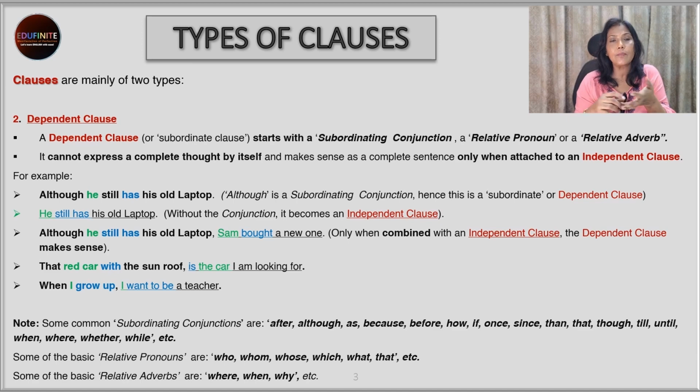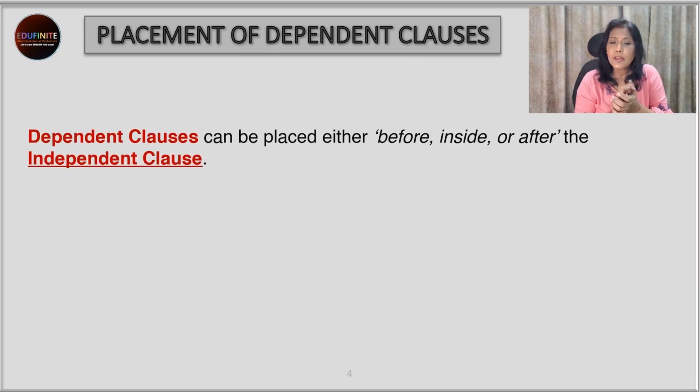So what have we learned? A dependent clause will not give a complete meaning. Of course, as it is a clause, it will have a subject and a verb. Another important criterion is it will begin with a subordinating conjunction or a relative pronoun or a relative adverb. So these are the criteria of being a dependent clause. Now, placement of the dependent clause. The dependent clause can be placed where? Either before, inside, or after the independent clause.